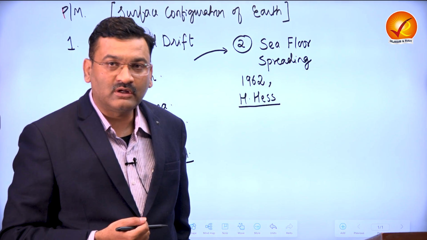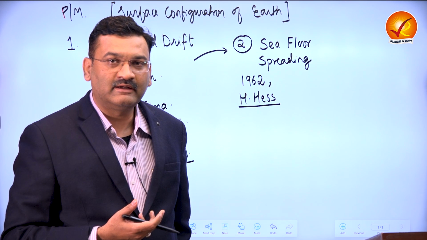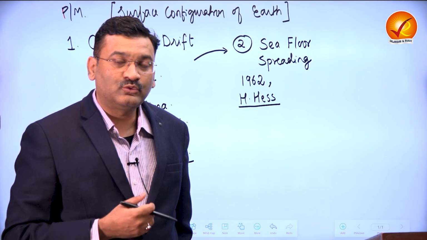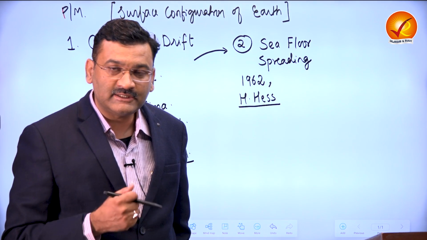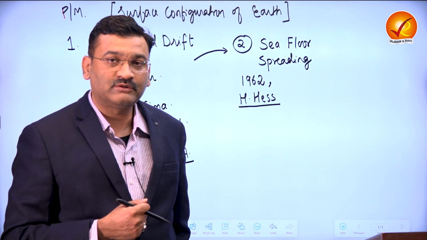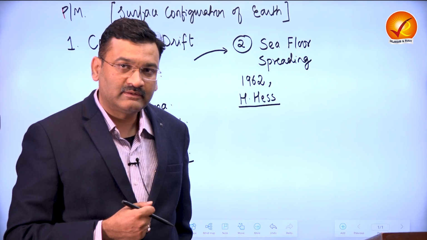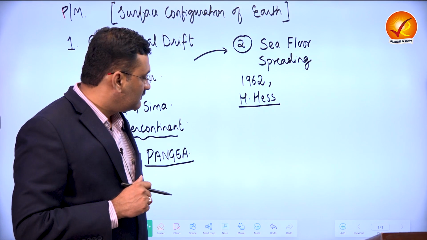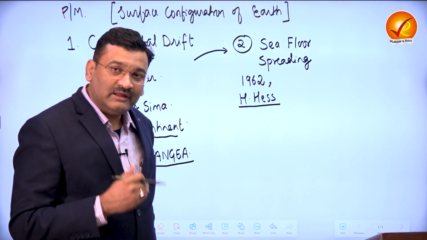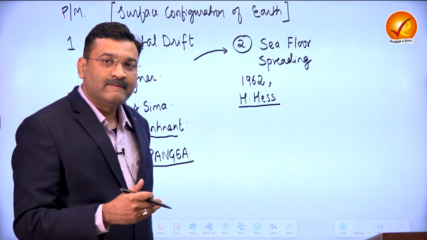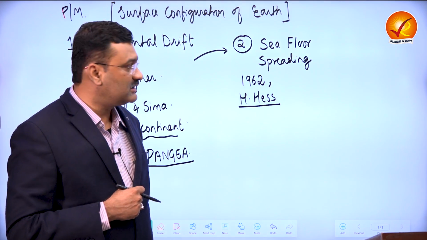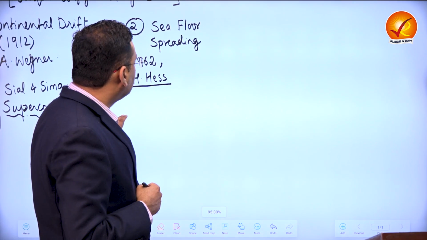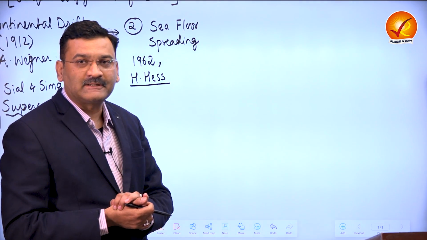He was a marine geologist, and Hess suggested that the ocean floor is more dynamic than the continent, and the ocean floors are continuously undergoing change, and because of spreading of the ocean floor there is a drifting of continents. So continents are not independent entities, they are connected with the ocean floor. If the ocean floor is spreading, this spreading of the ocean floor itself will result in the drifting of the continent. So this was the second idea, but this also had certain limitations.